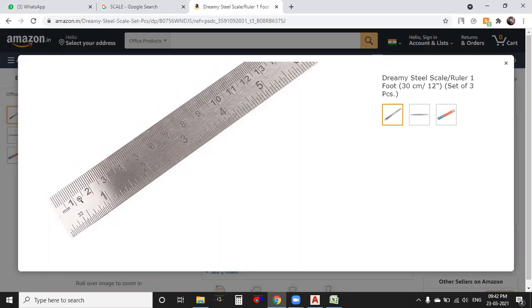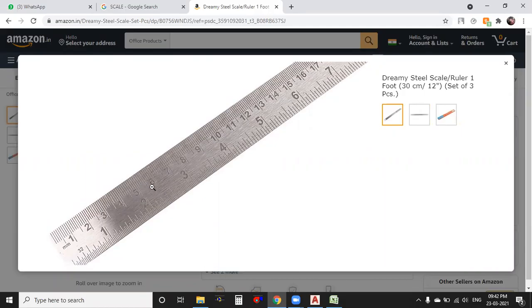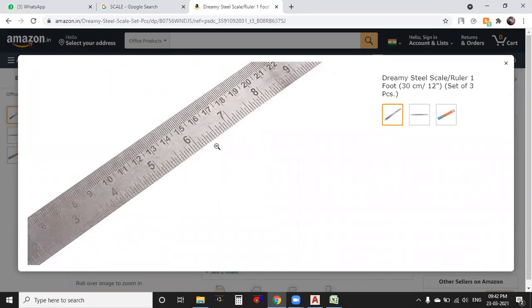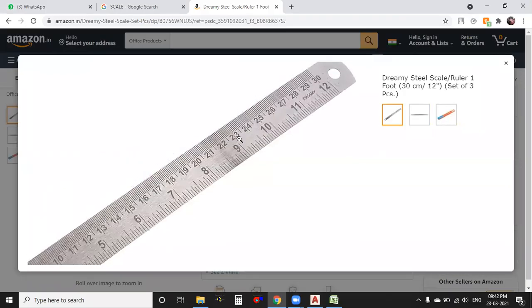If it is 6 centimeters, how many millimeters? 6 centimeters equals 60 millimeters. Right, absolutely. If it is 23 centimeters, how many millimeters? 230 millimeters, right, absolutely. And 100 centimeters equals 1 meter. 1 meter equals 1,000 millimeters. Just make a note.